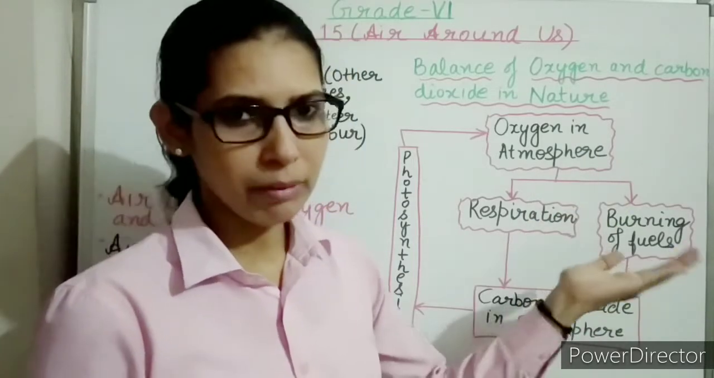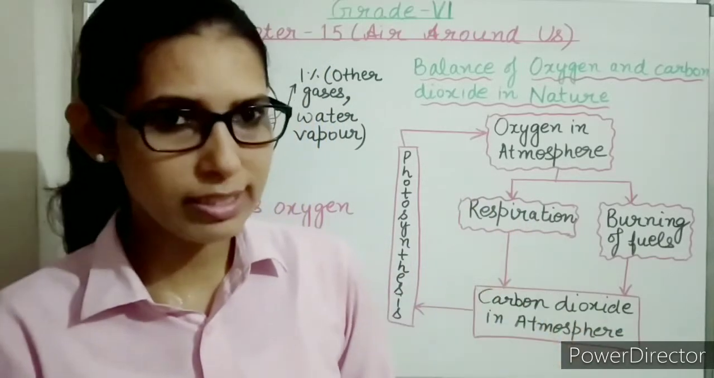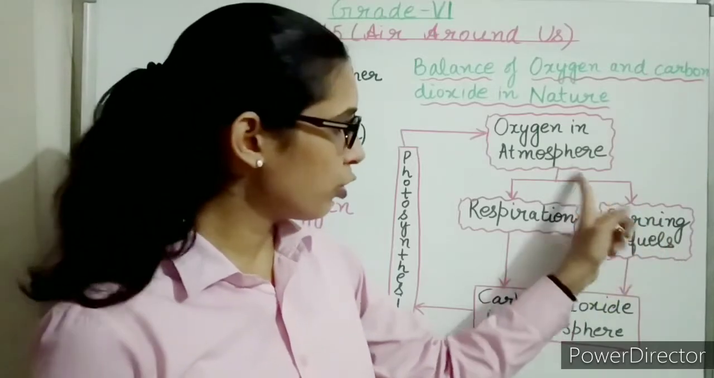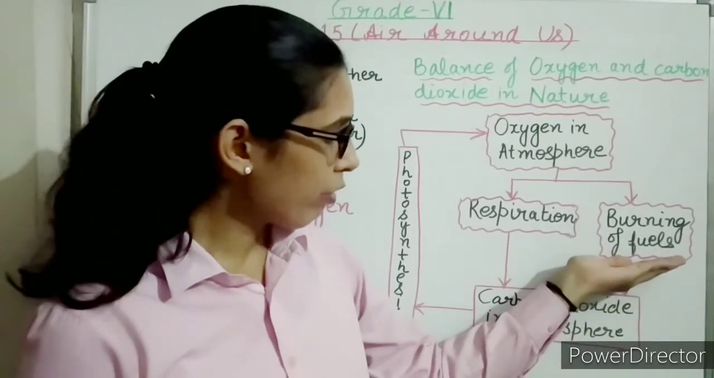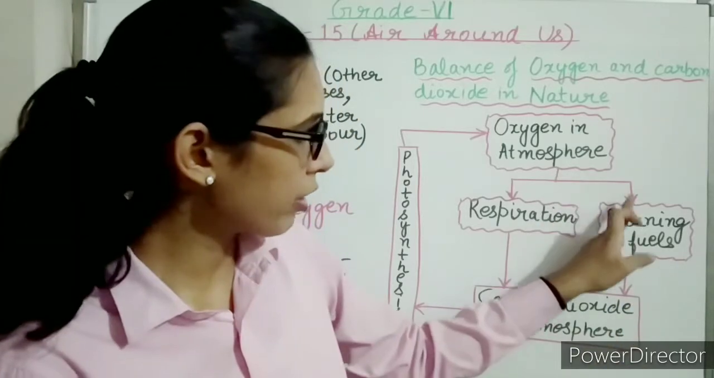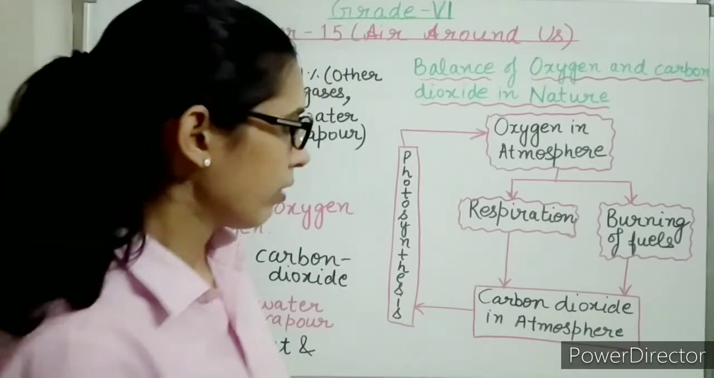And when we burn something, I told you burning can occur only in the presence of oxygen. So when anything burns, it consumes oxygen, and carbon dioxide is produced. Burning something consumes oxygen and produces carbon dioxide.